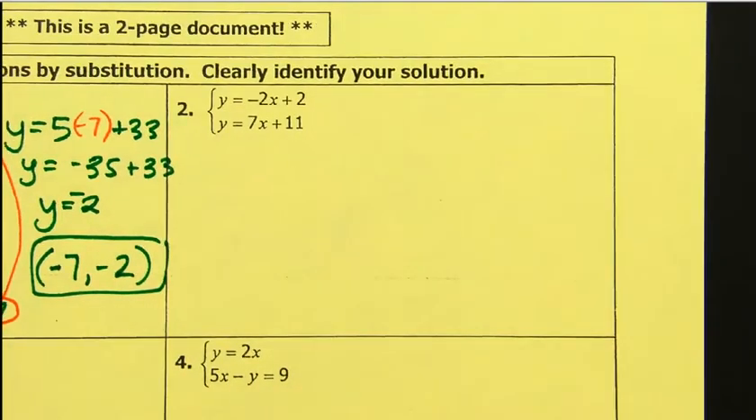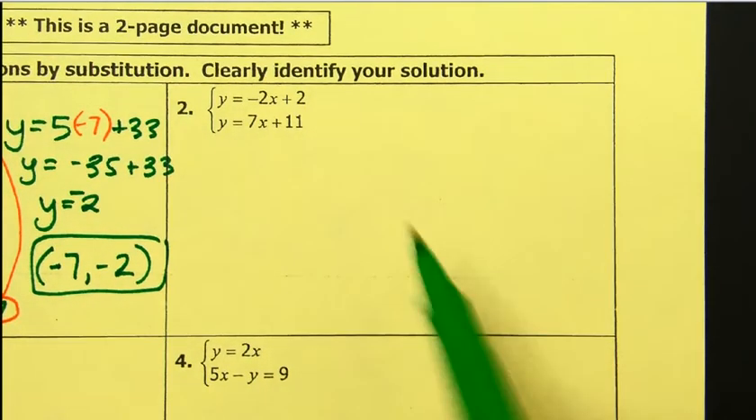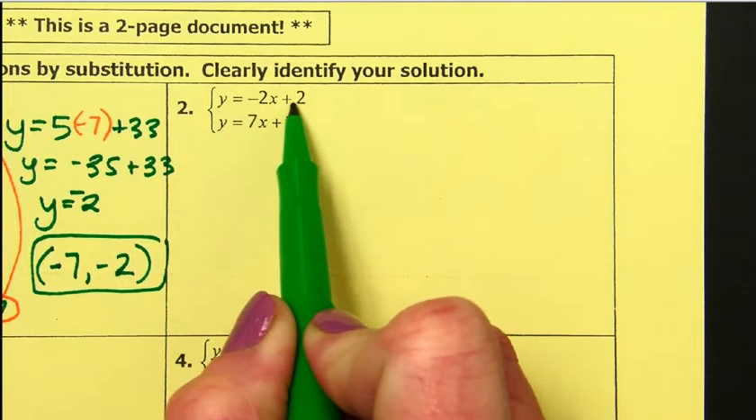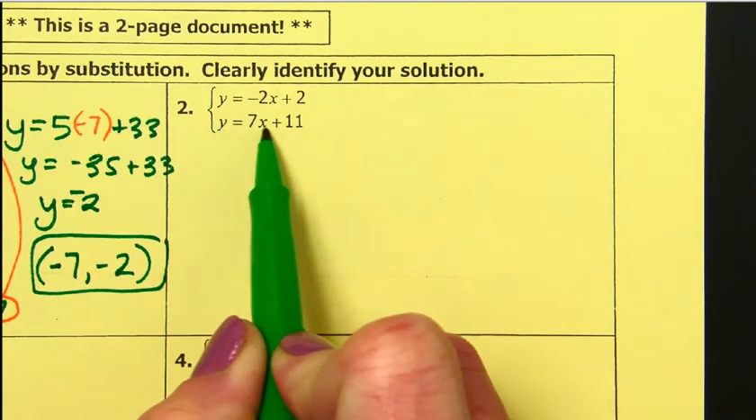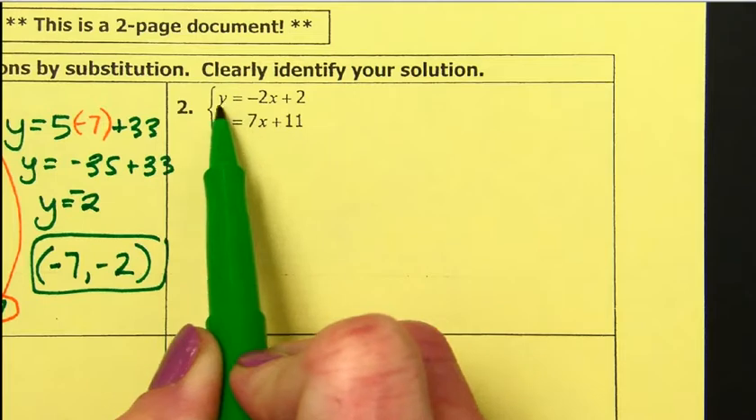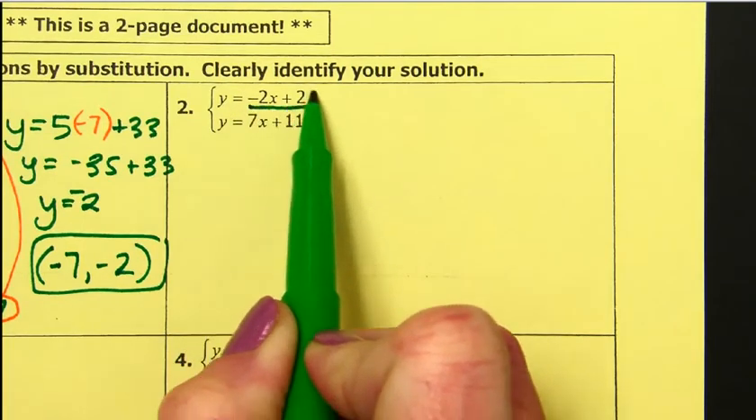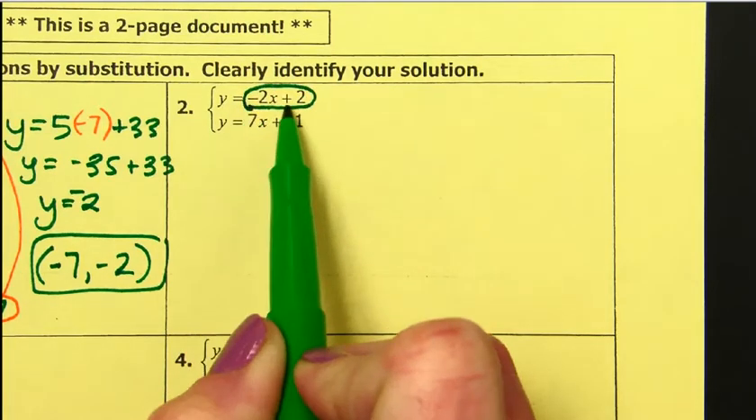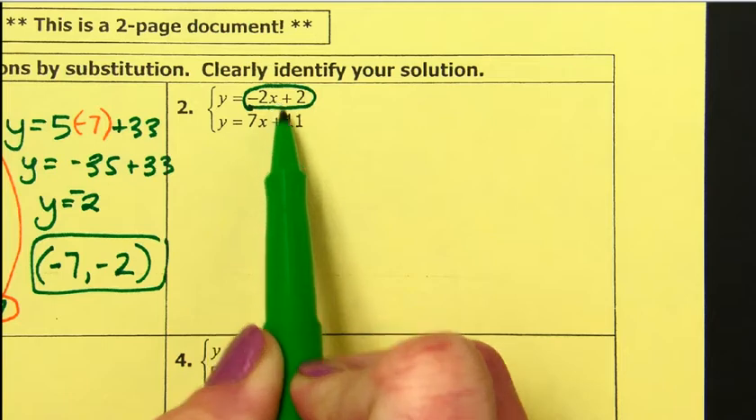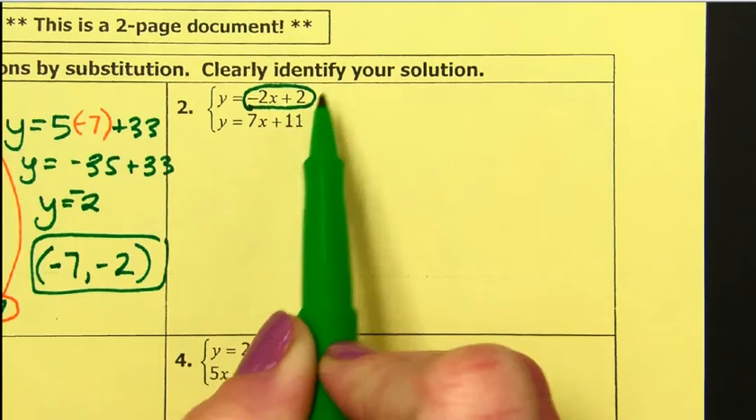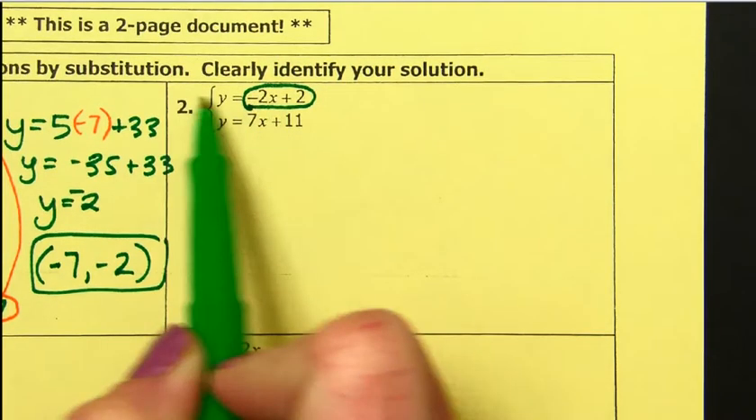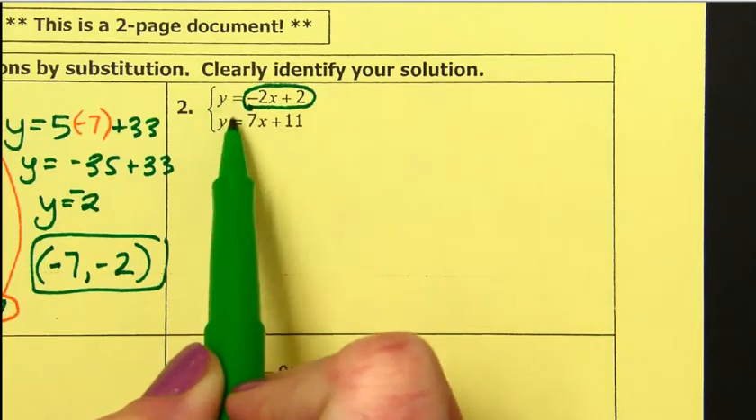Okay, number 2, y equals negative 2x plus 2, y equals 7x plus 11. So I'm going to pick one of these expressions. It can either be negative 2x plus 2 or 7x plus 11. The reason I can choose either is because I have a y equals and a y equals.